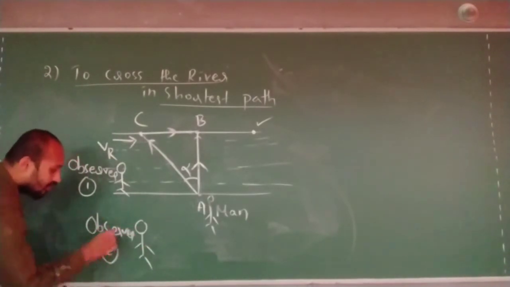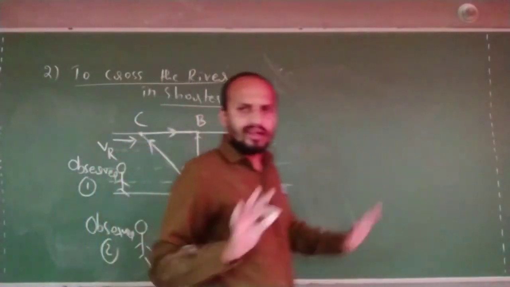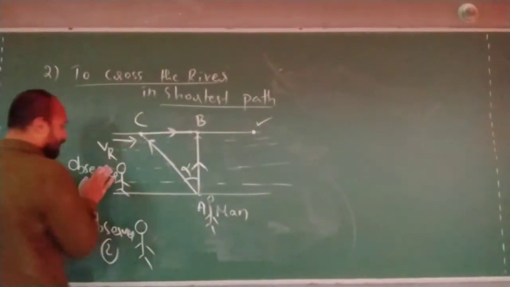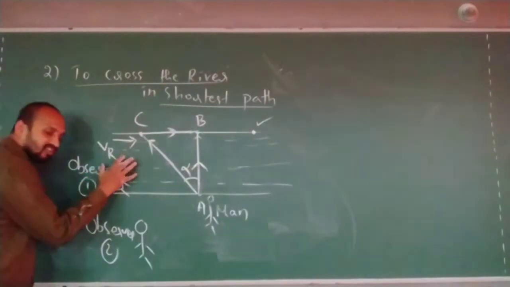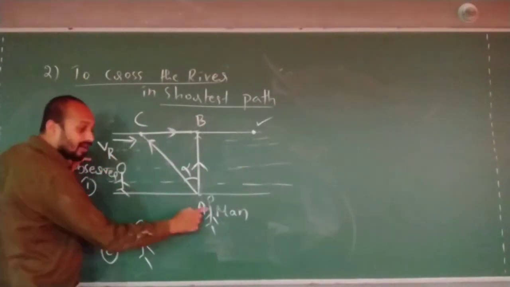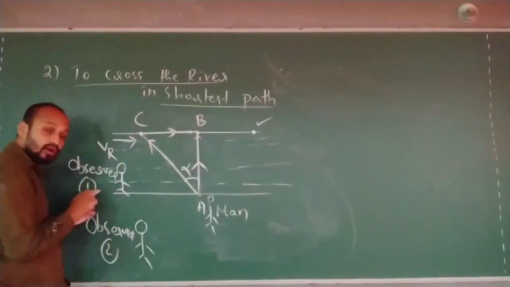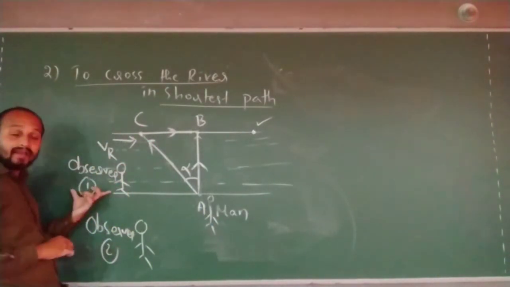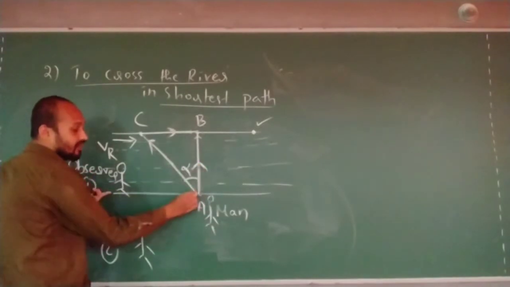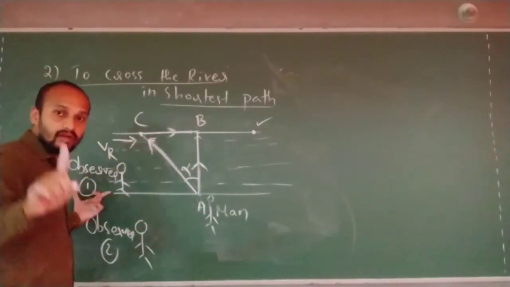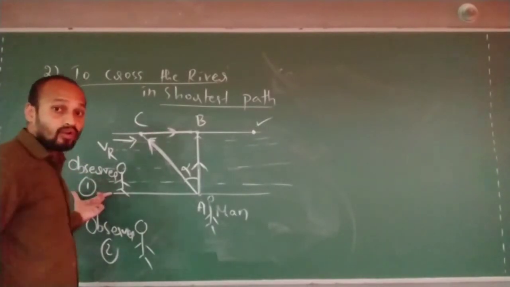If you take observer 2, he will be on the ground. He looks stagnant. Correct? He is observer 2. See, for the person in the river who is watching the man moving like this, for observer 1, the person will look like he is moving like this. Are you understanding? Correct? I am talking about taking observers.